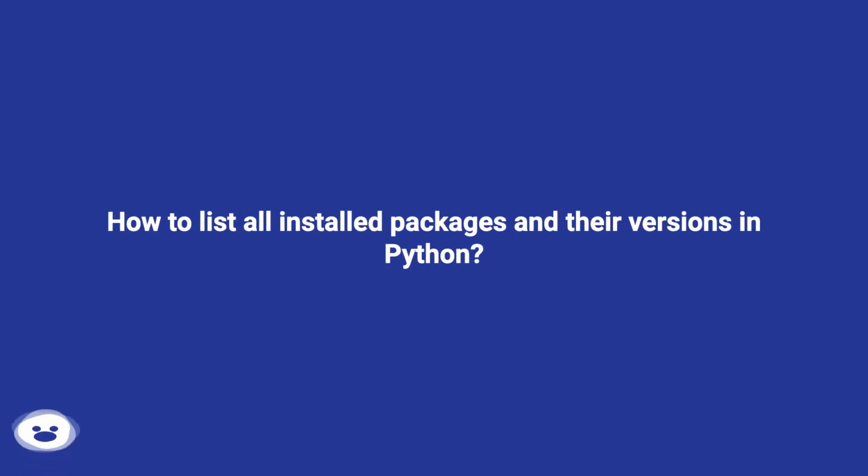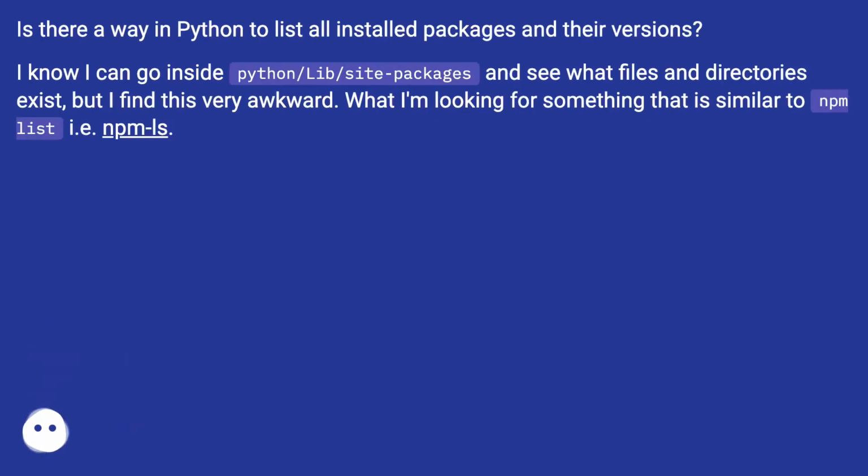How to list all installed packages and their versions in Python? Is there a way in Python to list all installed packages and their versions?